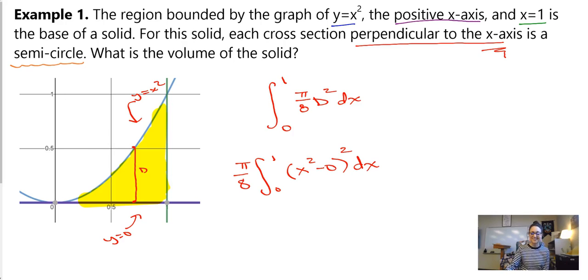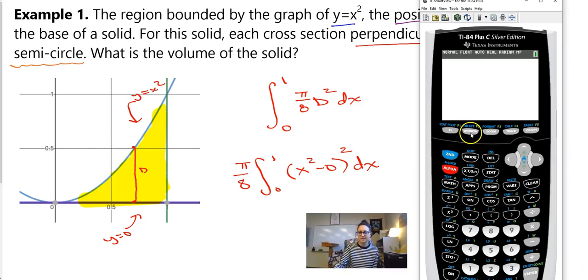All right, let's put that in the calculator. I'm going to go alpha y equals enter to grab that fraction bar, and then pi over 8, and then math 9, 0 to 1, and then x, open up a new set of parentheses, so x squared minus 0. Again, I know it doesn't affect it, but you're going to be grateful if you get into this habit of always looking for top and bottom. So x squared minus 0, quantity squared, dx.